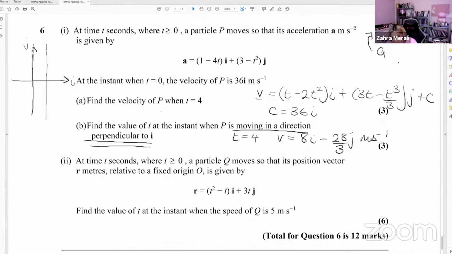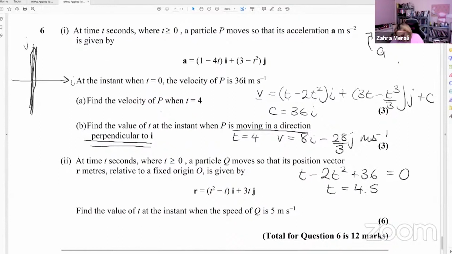If I'm moving perpendicular, I'm moving at right angles. So essentially my i component, along this whole line, is 0. So if it's perpendicular to i, I've got to equate the i component to 0. So let's think what the i was. The i was t minus 2t squared, and then we also had 36. I'm going to make that equal to 0, sub it in my calculator, and t equals 4.5.